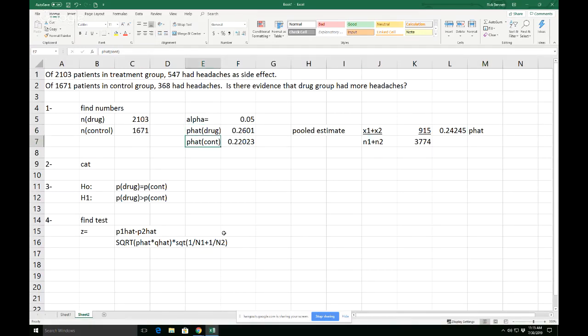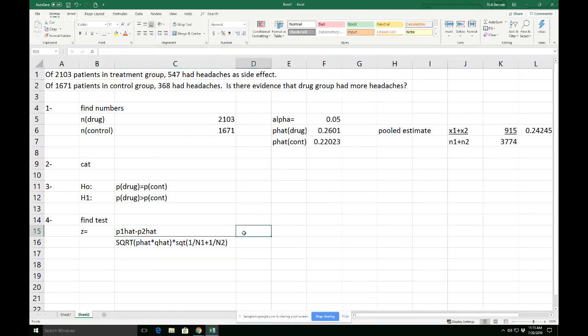Now this one can be a little bit tricky to type in on the computer correctly, tricky to put on the calculator. The pooled estimate is just something we should know. It's not on the sheet. I might need to add that. I'll make sure I print out new sheets tonight.